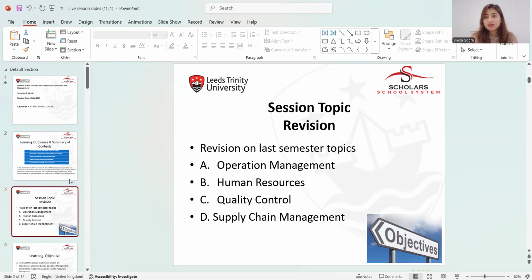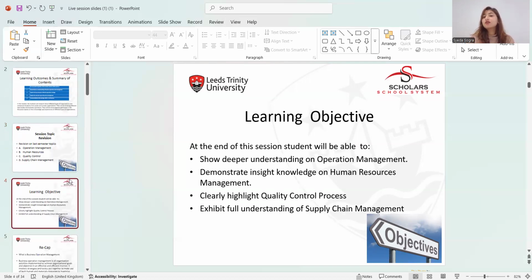So we're going to start the semester with a revision of the last semester topic, which is crucial to their assignment. So first, operation management, second, human resource, third, quality control, and fourth, supply chain management. So let's have a look at the learning objective. At the end of the session, the student will be able to show a deeper understanding of operation management, demonstrate the inside knowledge on human resource management, clearly highlight the quality control process, exhibit full understanding of supply chain management, and also have a recap of the previous semester.